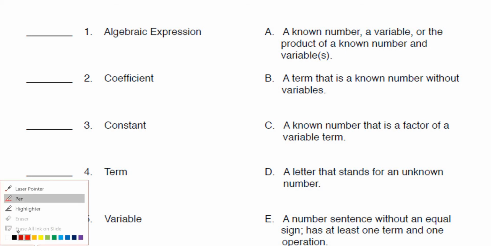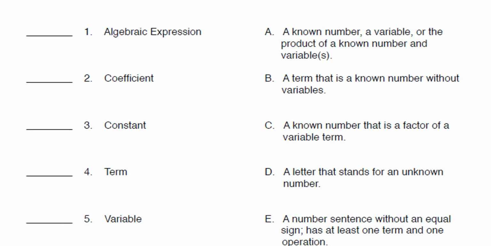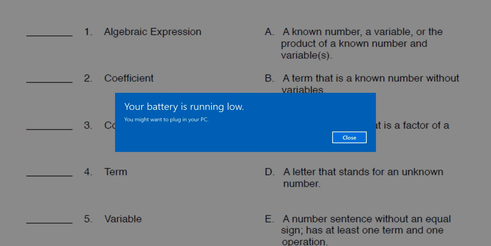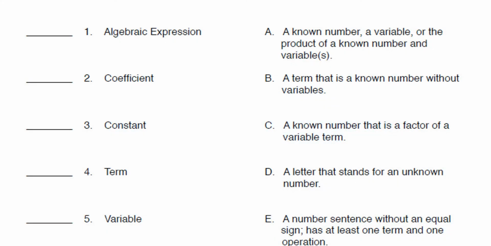All right, so here I have an algebraic expression. None of the first 4 can be algebraic expressions because they all are referencing a number or a term, and none of them reference it being a sentence. So an algebraic expression has to be a number sentence. The only thing I'm going to add to this is that there also has to be at least one variable, because to be algebraic, it has to have that variable. Okay, so the first one should be E.